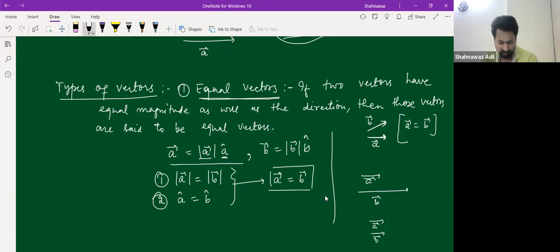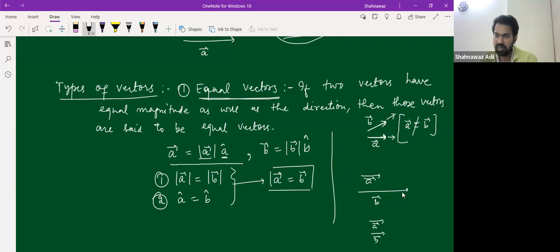Think again. Nabila, what is your answer? Is this vector equal? Not equal. Why is that, Nabila? Because of the direction, maybe. Right. So this vector has this direction, and this vector has this direction. So these two vectors will not be equal because they do not have the same direction.